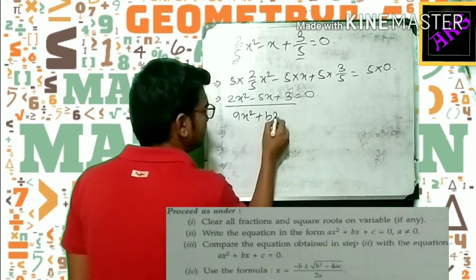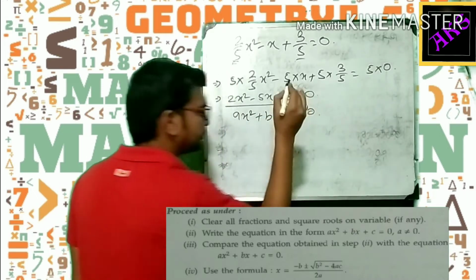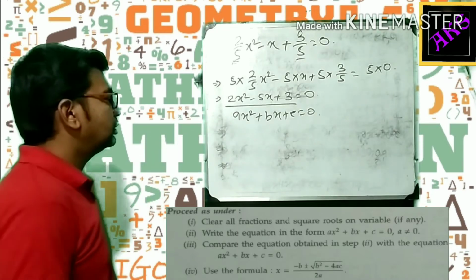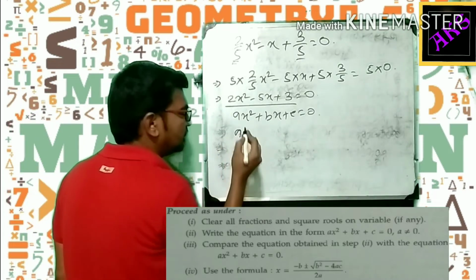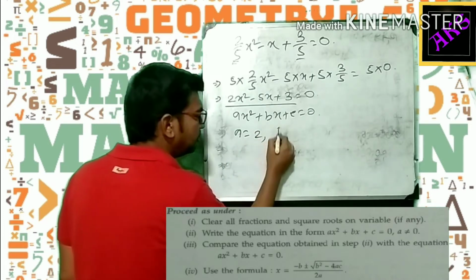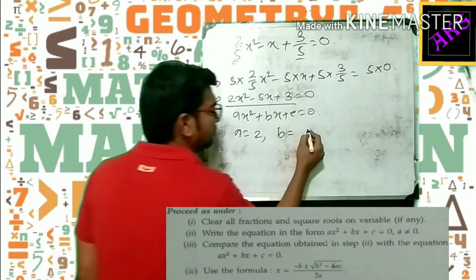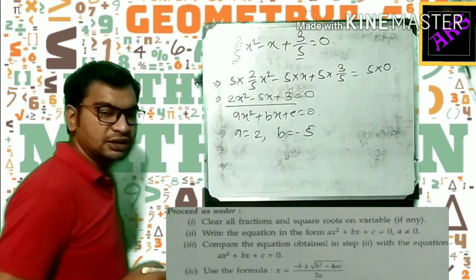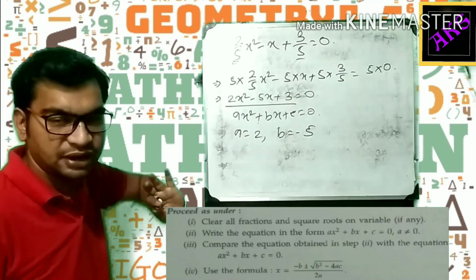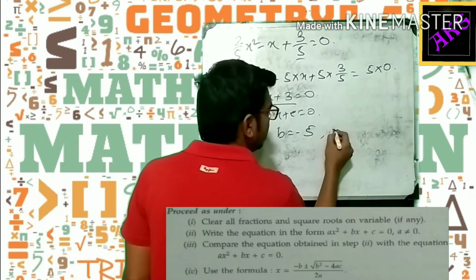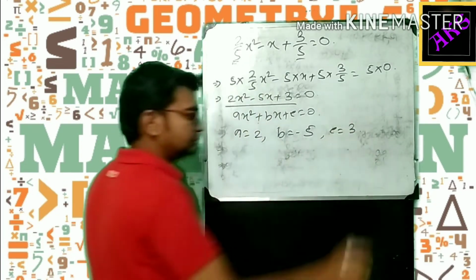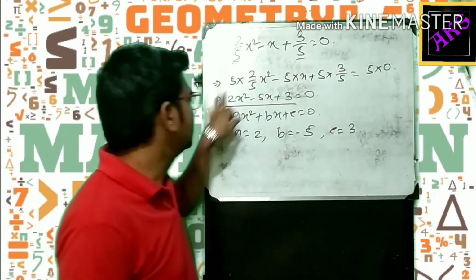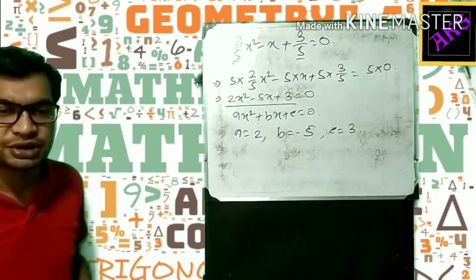Ax square plus bx plus c equal to 0. If we compare this equation with its standard form, what do we get? We get a equal to 2, b equal to 5 but with a negative sign. Here we had a positive sign, here we have a negative sign, so we will write b equal to minus 5. And c equal to 3. This is the main thing of this process.